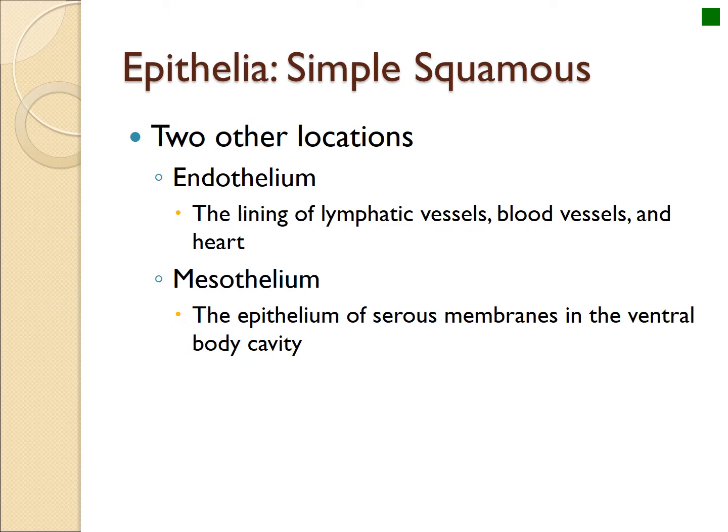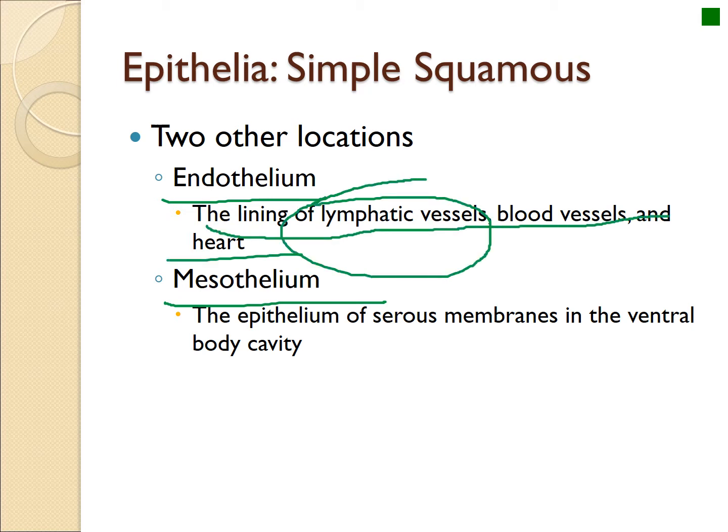Now, simple squamous is found in two other locations besides forming the linings, I should say, of the alveoli of the lungs. They also form what's called endothelium and mesothelium. Endothelium usually lines blood vessels, heart, and what's called lymphatic vessels. And this is a very problematic epithelium, this endothelium, because it is very sensitive to fats in the diet.